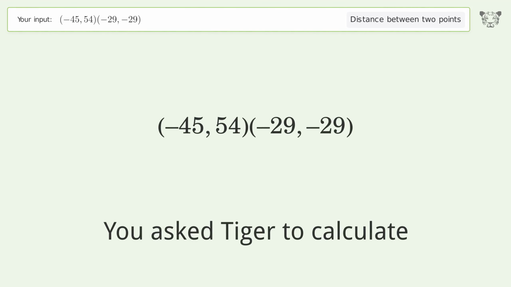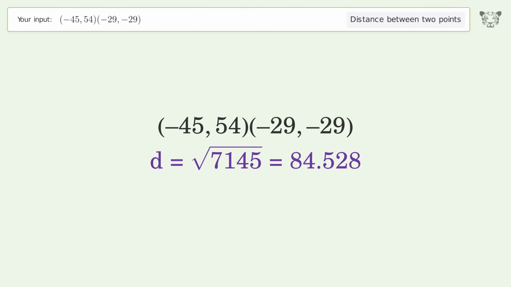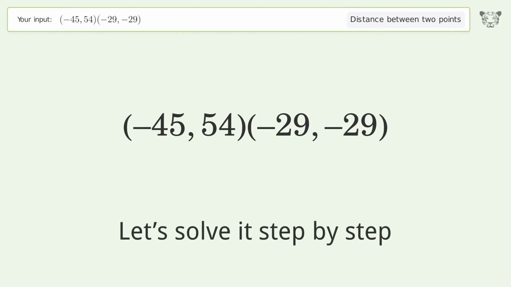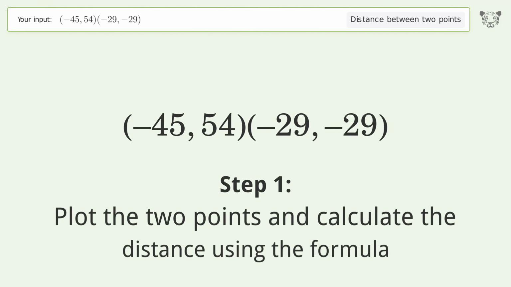You ask Tiger to calculate. This deals with the distance between 2 points. The distance between the 2 points is the square root of 7,145, or 84.528. Let's solve it step by step. Plot the 2 points and calculate the distance using the formula.